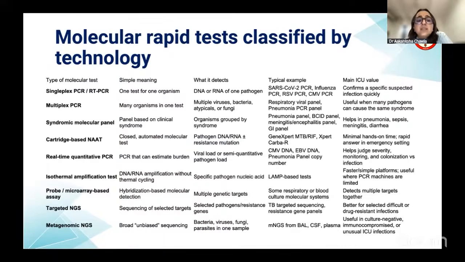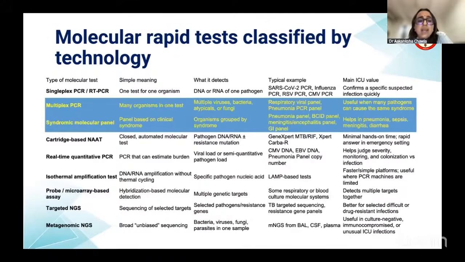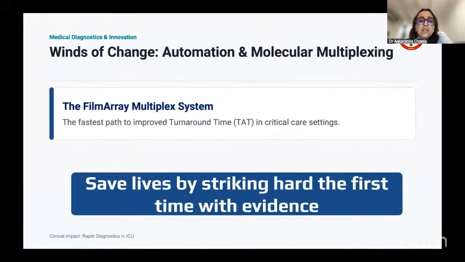Then there is real-time quantitative PCR. This determines the viral load or the semi-quantitative pathogen load, like when we send the CMV DNA. This will help in judging the severity. It is very useful in your transplant patients and immunocompromised hosts for monitoring, and also for differentiating between colonization and infection. So there are various molecular tests available, and we are going to be emphasizing the multiplex PCR and the syndromic molecular panels. So let's look at these.